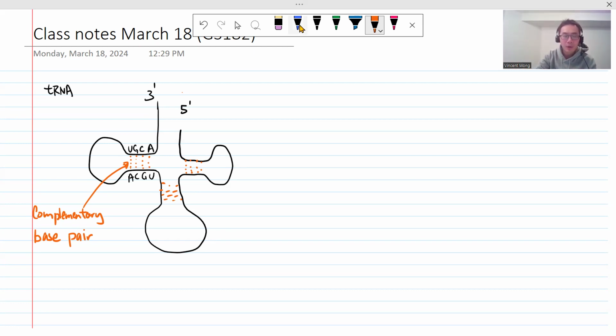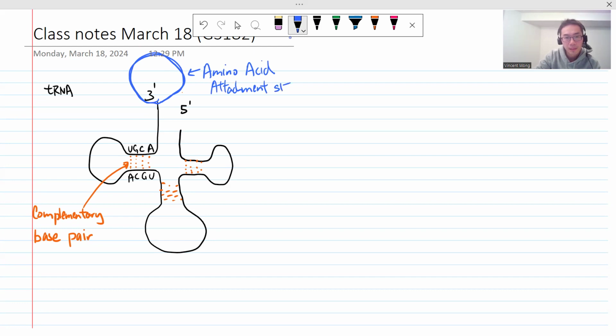So there we go. And over here at the 3' end, the reason why it is a little bit longer is because this is where it will be attached to an amino acid. Okay, so this is the amino acid attachment site.